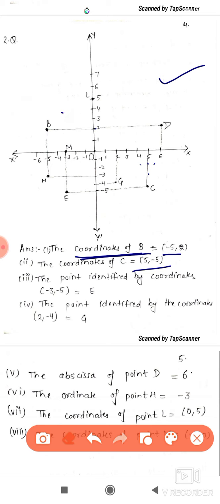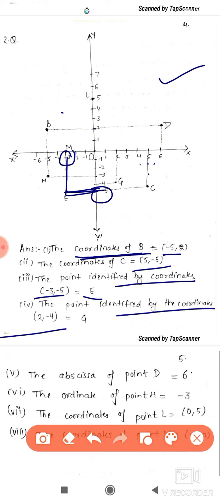See, the point identified by the coordinate (-3, -5). Where is -3? This is -3. At the x position we have to see -3 and then -5. So the point is E. So we have written over here E. Now the point identified by the coordinate (2, -4). Where is 2? 2 is at the positive value and -4 is this. So this is G. So we have written here G.